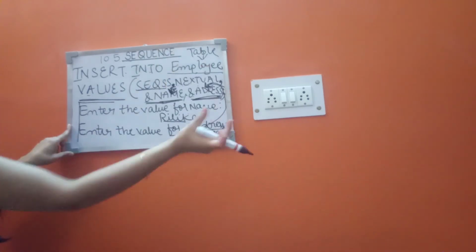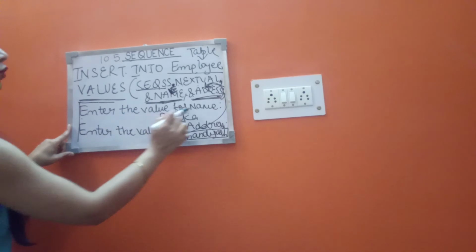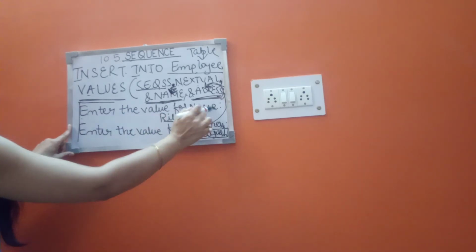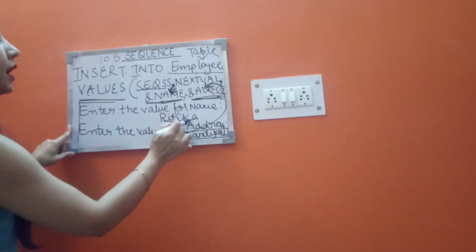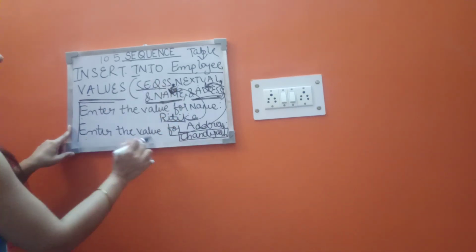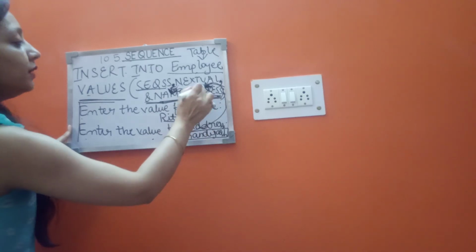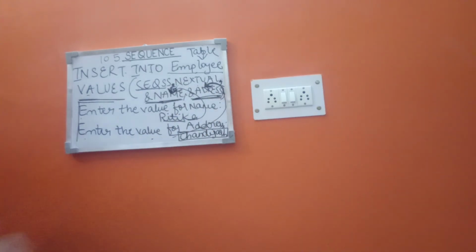The moment you run this query, the output that you get is, it will say enter the value for name. When it says enter the value for name, you will enter Ritika. Then it is stored in the variable name. Then it will say enter the value for address. The moment you write Chandigarh, Chandigarh will be stored in the variable address.